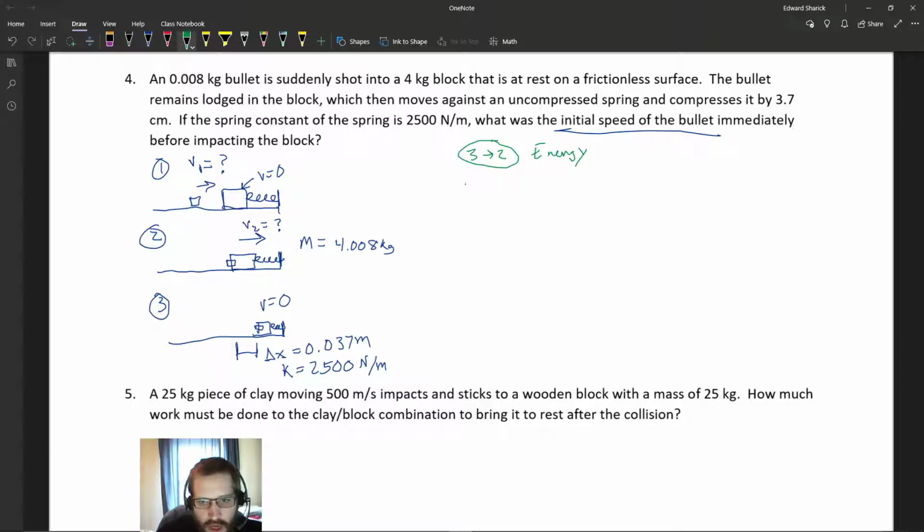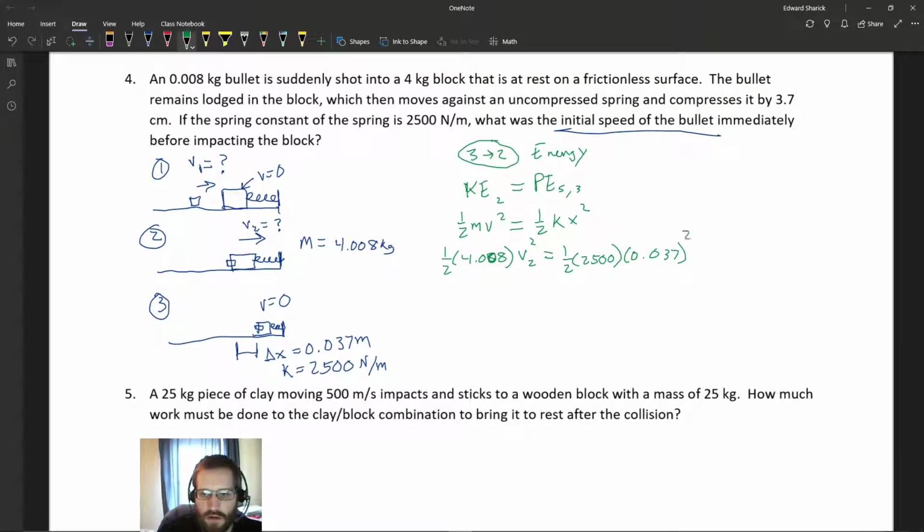And so hopefully you got something like this. We have kinetic energy at part 2, and that should equal our spring potential at part 3. And so just writing out the equations for each of these, 1/2 mv² equals 1/2 kx². Mass here is 4.008. Velocity is what we're looking for, so I'm going to write that as v2. And k is 2500. And x is 0.037. Remember to always convert these to meters. Don't forget your square there.